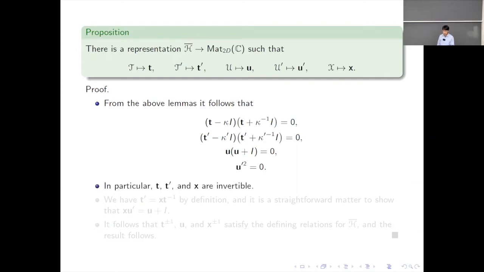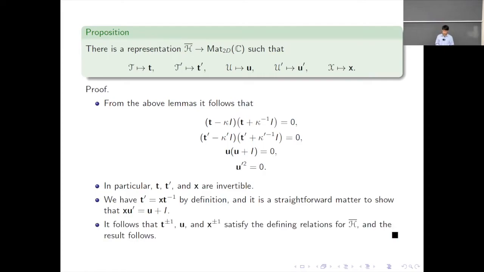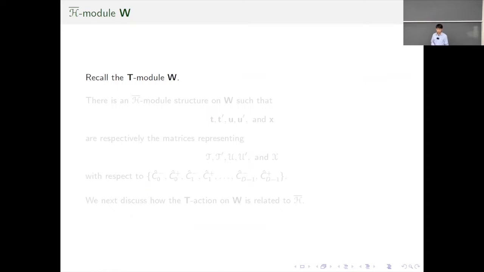Further, t prime and x are invertible; each of these matrices has non-zero determinant. Further, routinely we find that t prime is x times t inverse. Also, x times u prime is equal to u plus the identity matrix. Everything is straightforward. That means our matrices t plus minus, u, x plus minus satisfy the defining relations for the nil-DAHA. So we have this representation. We recall the T module W.